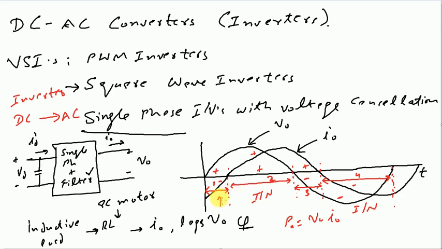However, for subinterval 1 and subinterval 3, since the voltage and current have opposite signs, if we take the product of these two, we can say that power will have a negative sign.